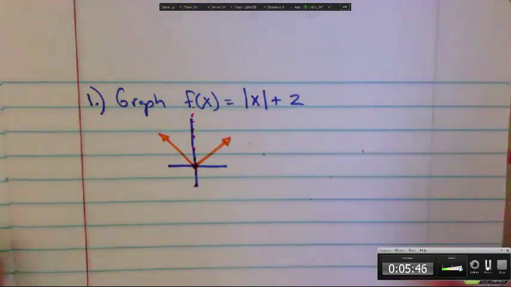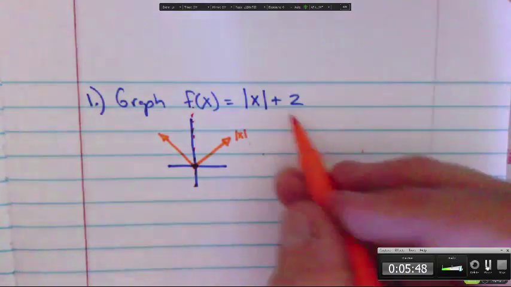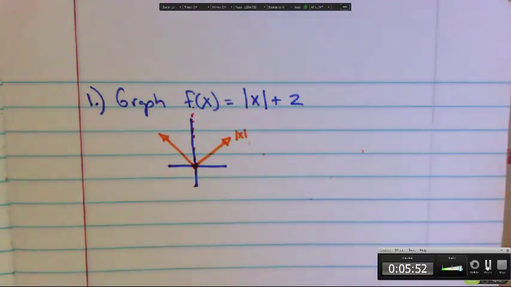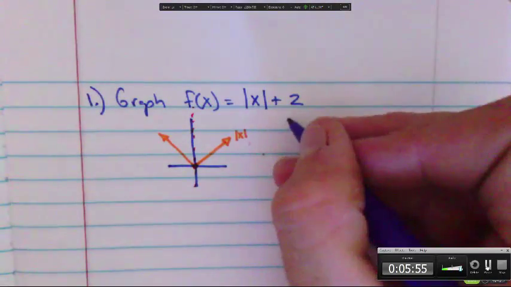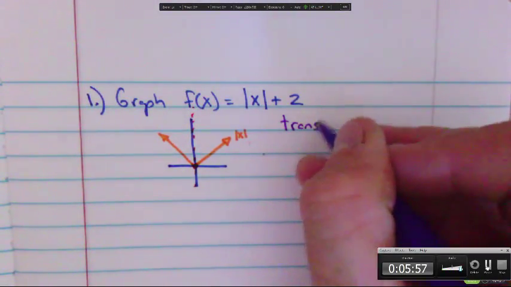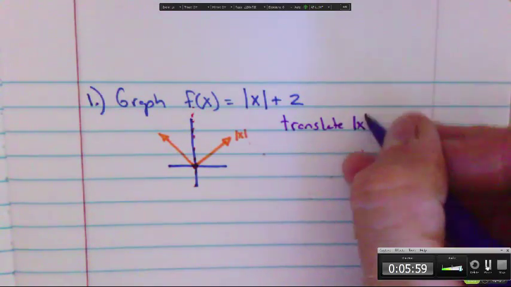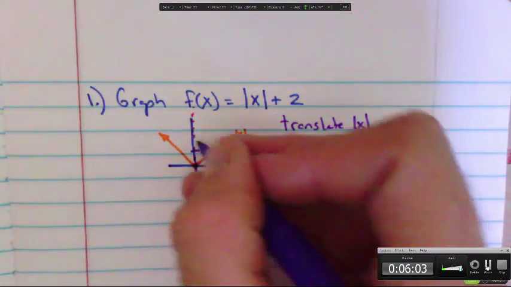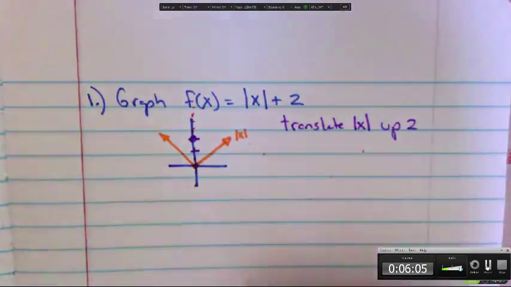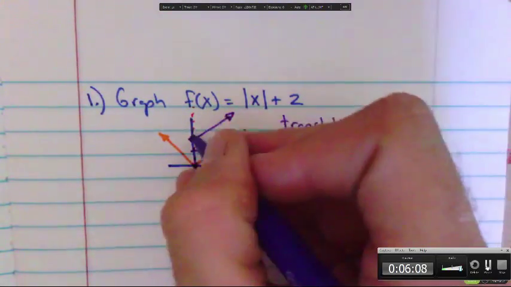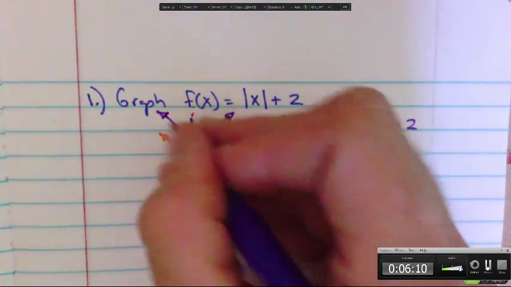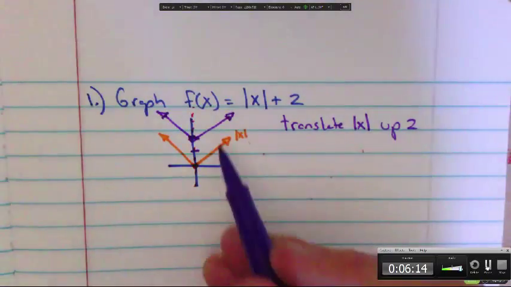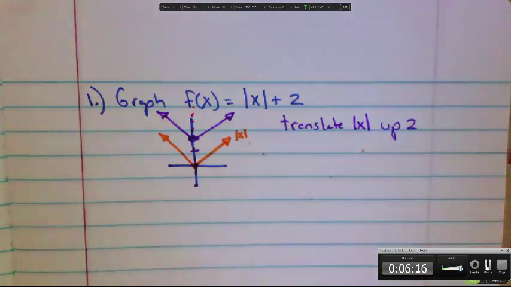So this is our graph of absolute value of x. And then you should just know that when you add 2 to the entire function, that's just moving the graph up 2. So this is a translation of absolute value of x up 2 units. So instead of being at the origin, this point is going to be at 0, 2, and then everything to the left and right is going to follow suit in its behavior. So therefore, this would be the graph of the absolute value of x plus 2.